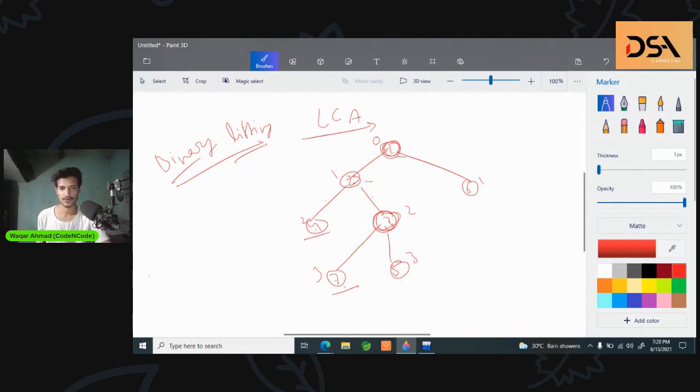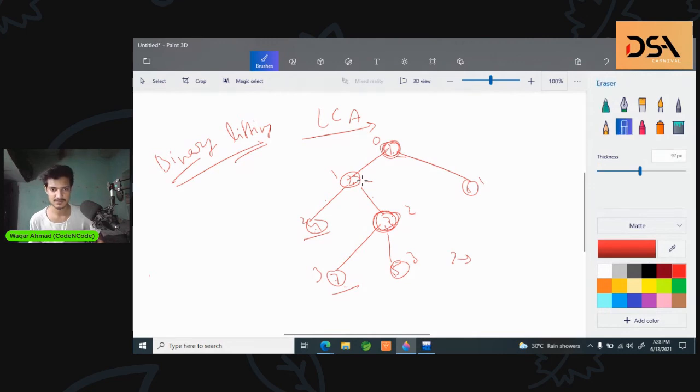How? See what you will do. You need to create a sparse array, and that is what I'm worrying about. For each node, you will keep track of its ancestor at power of 2 distances. Interesting, right? For each node we need to store the ancestor of it at power of 2 distance. What does that mean?